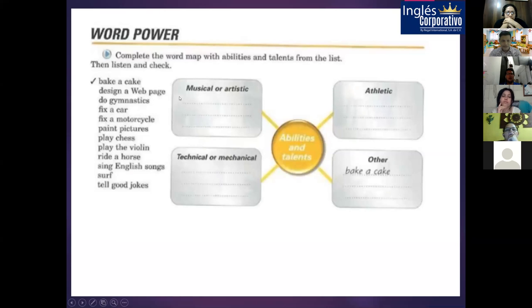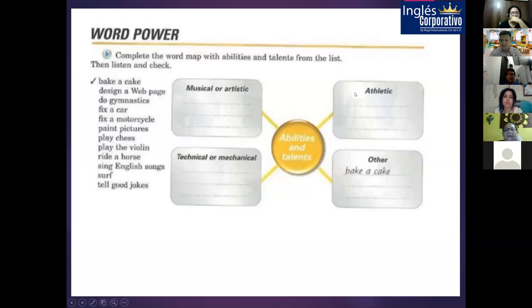Okay, we have this. We have musical or artistic. What is this? Musical. Play the violin. Okay, really good. Thank you, Nelly. Basically, in this section, we're gonna talk about music, right? Or musical or artistic things, right? Okay, you're gonna find all of these words that are related to musical, right? Okay, really nice. What about this?